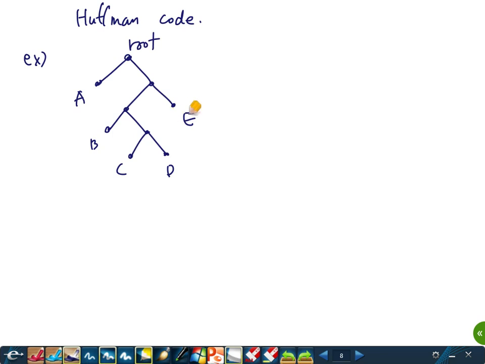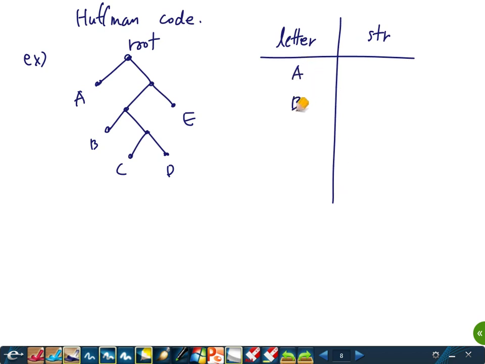Then this gives us a table. So the letter and bit string, the table is like this. So A, B, C, D, E. And here we have left side and right side. For every left edge, write down 1. So basically 1 and 0. Assign 1 and 0 to each edge. 1, 0, 1, 0. Okay? So here we have a rooted tree, and we have labels on each edge.